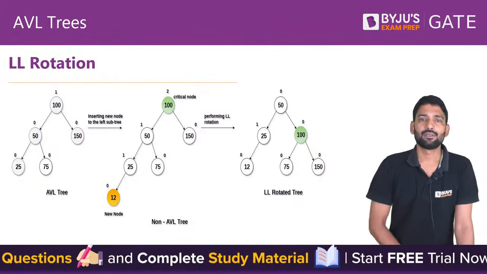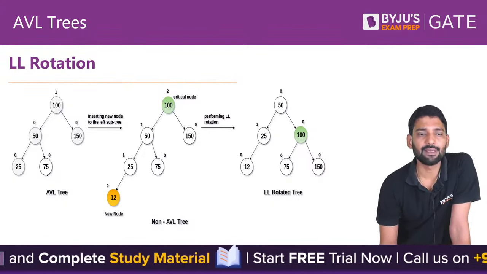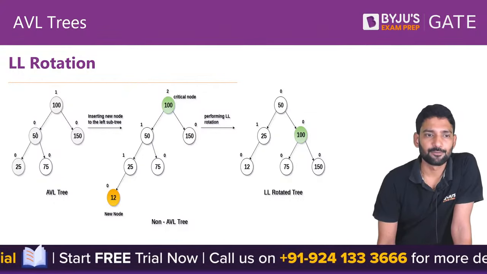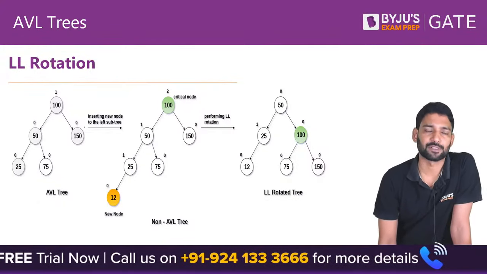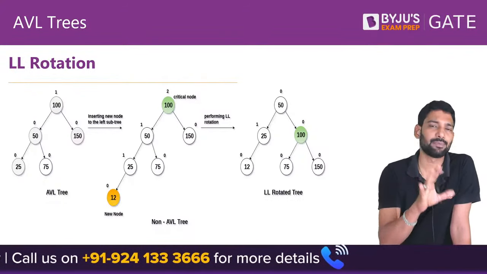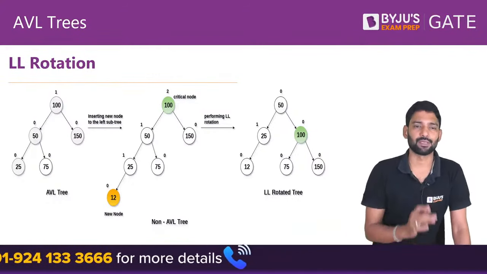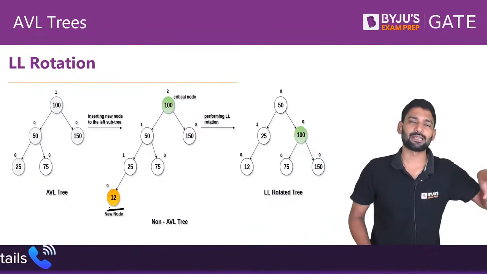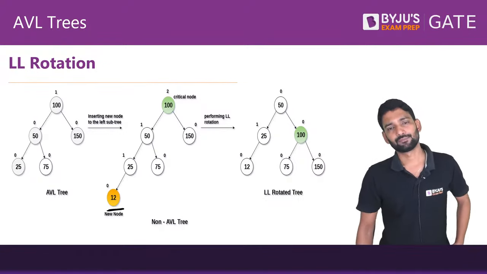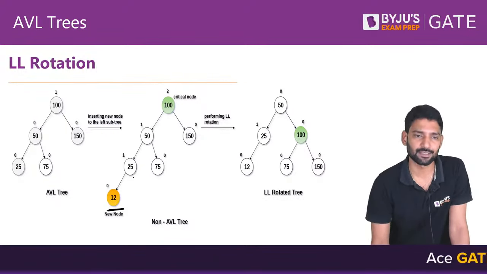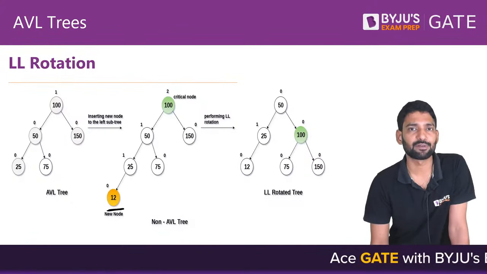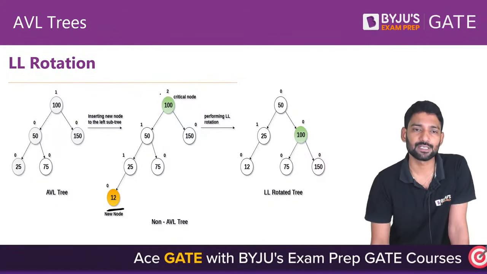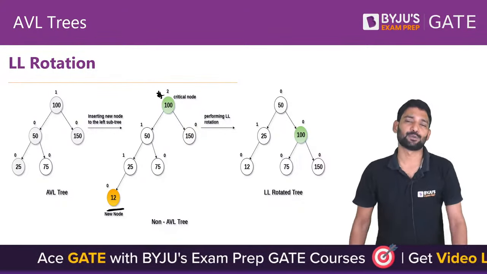Right? So let's see what LL rotation is. First we have an AVL tree. The leftmost diagram is an AVL tree: 100, 50, 25, 75, 150. It is balanced as well as a BST, so it is an AVL tree. Now we have inserted 12, a new node to the left of 25. If you calculate the balance factors: 12 is 0, 25 is 1, 50 is 1, 75 is 0, 150 is 1, 100 is 2. So which is critical? 100 is the critical node.